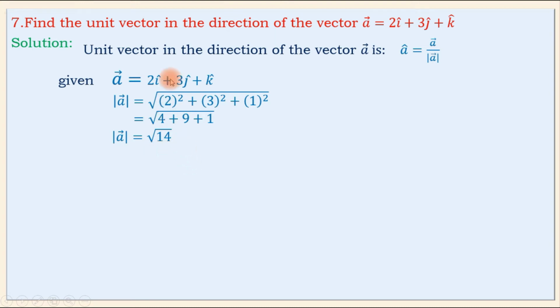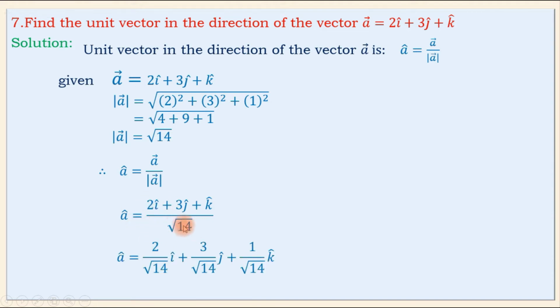So, now we are going to write unit vector in the direction of A vector, that is A cap equals A vector divided by its magnitude, means A cap equals A vector 2 i cap plus 3 j cap plus k cap divided by magnitude of A vector root 14. This can be written as 2 by root 14 i cap plus 3 by root 14 j cap plus 1 by root 14 k cap.